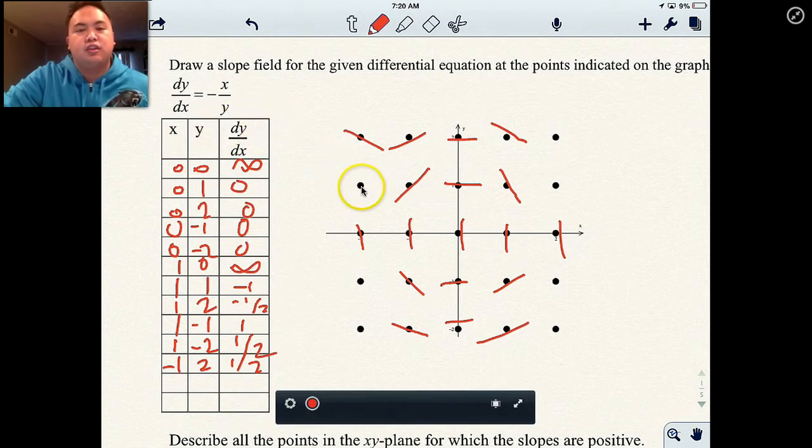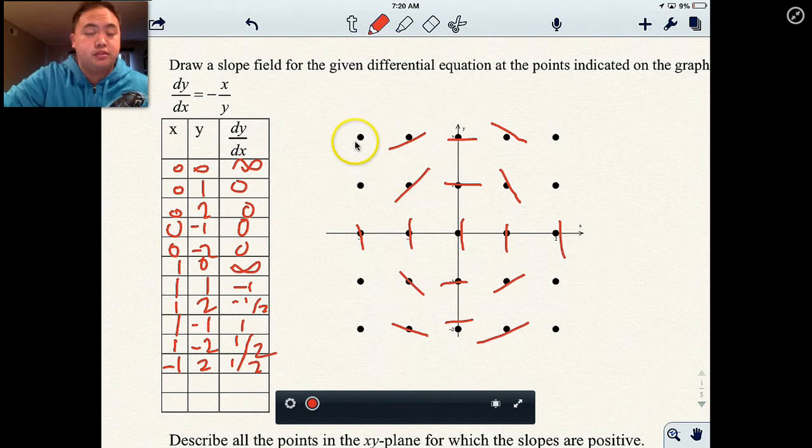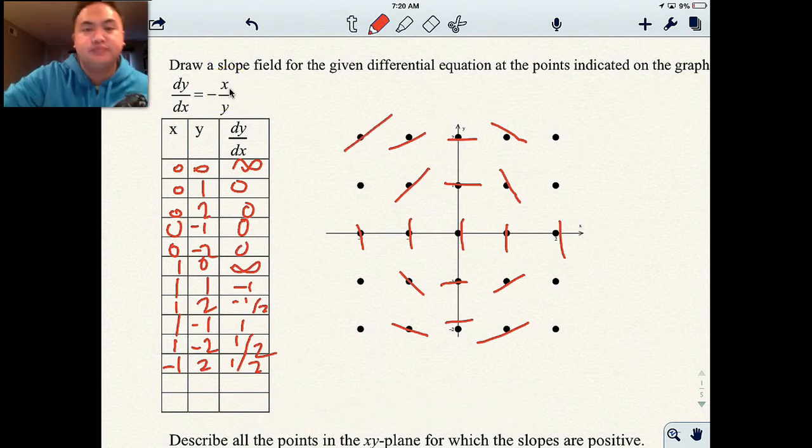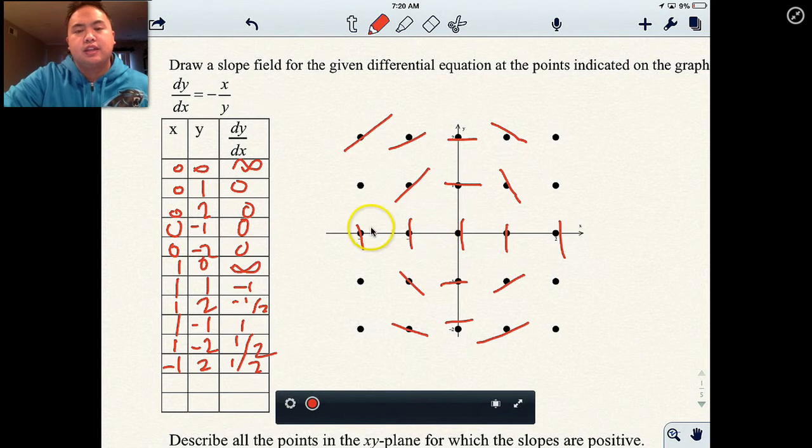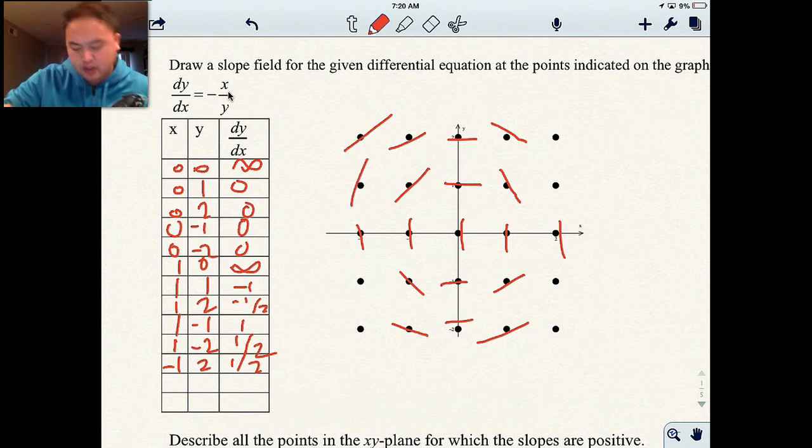If I do negative 2, 1. Oh, sorry. This is negative 2, positive 2. Okay, so negative 2, positive 2. Sorry, negative 2, positive 2, I'm going to get a positive 1. And if I do negative 2, positive 1, I'm going to get 2. So a steeper one, like so.